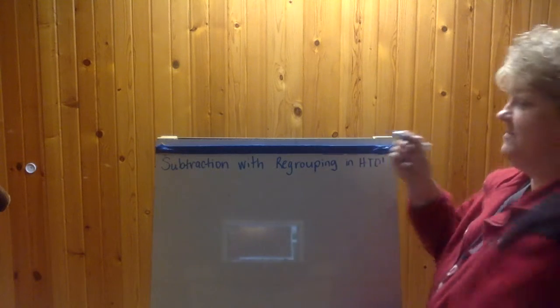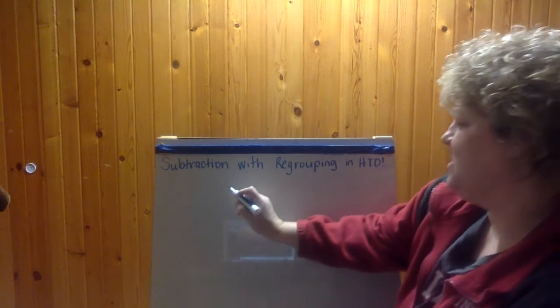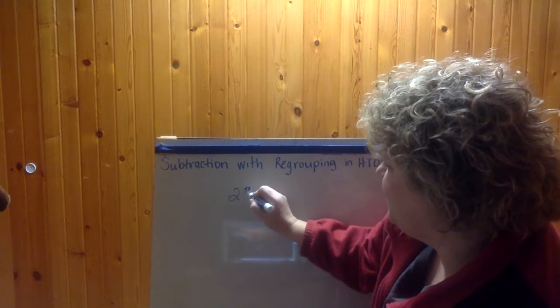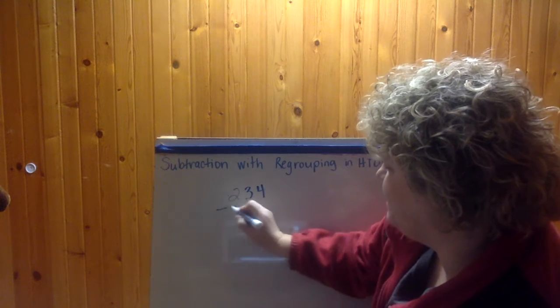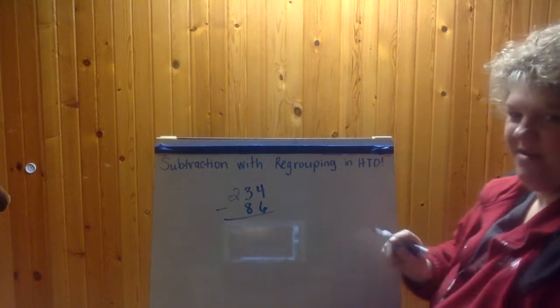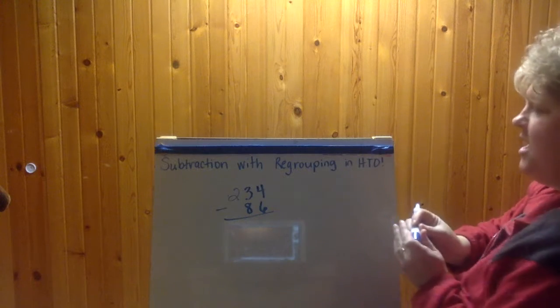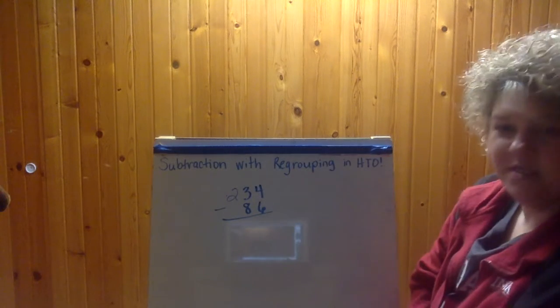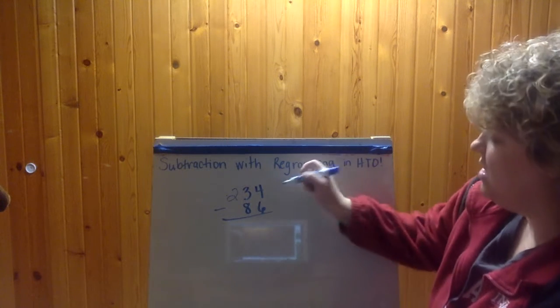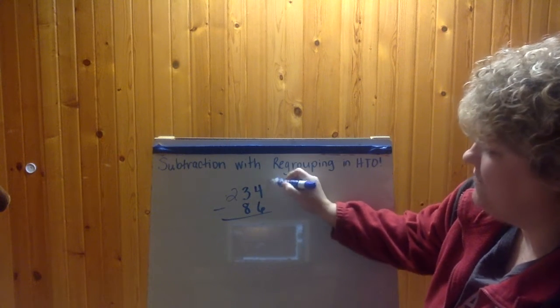Okay, so I gotta get a little situated here. So we're going to start with 234 minus 86. We're going to start with that math problem. All right, so 4 minus 6, we know we can't do, and we always have to start in the ones place. So we can't do that one, so we're going to have to regroup.